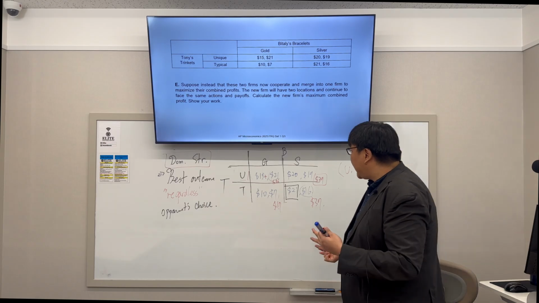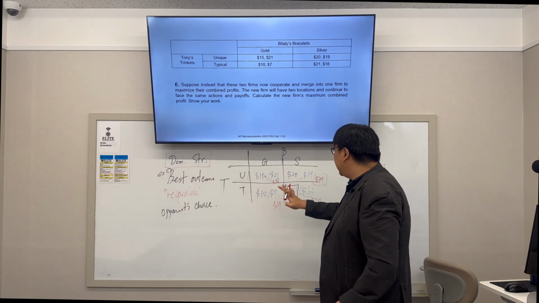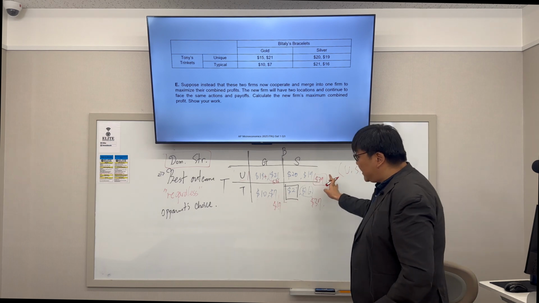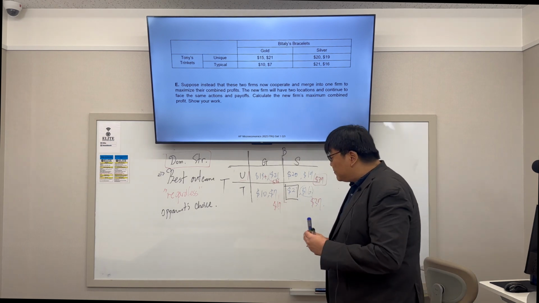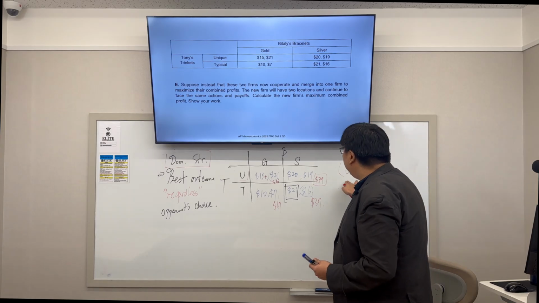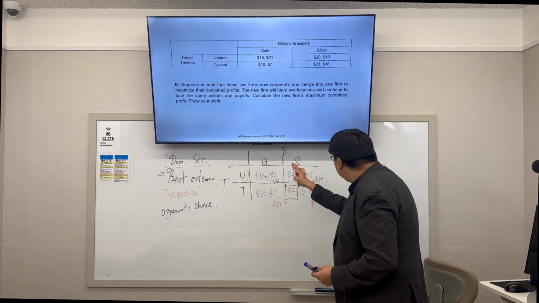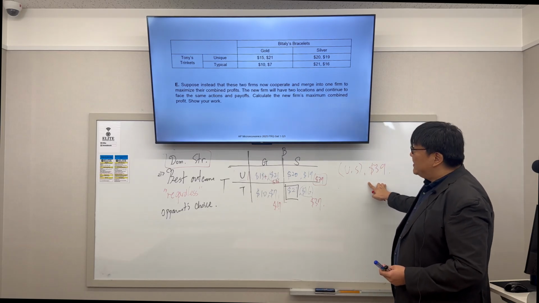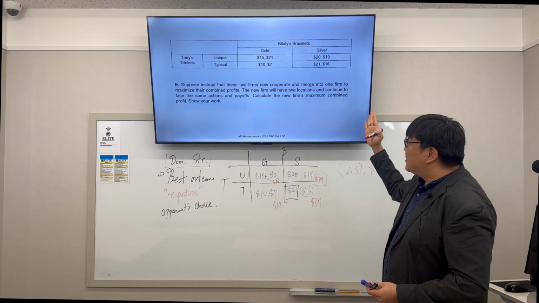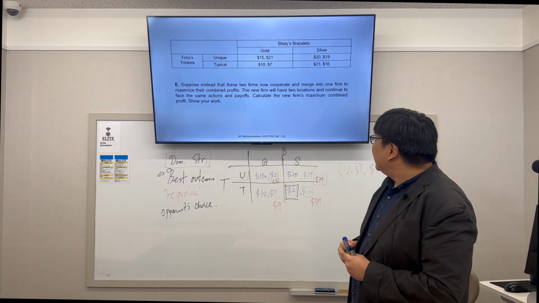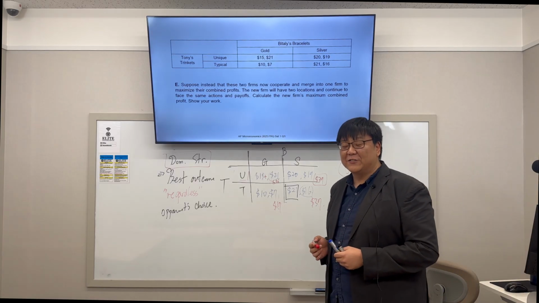If you want, you can write that this is 36, this is 17, this is 37, and they're all less than 39 combined. Then we can conclude that choosing U for T, choosing S for B, at the combined profit of $39, is the new firm's maximum combined profit, right? I think that will conclude the solution for this question. Thank you.